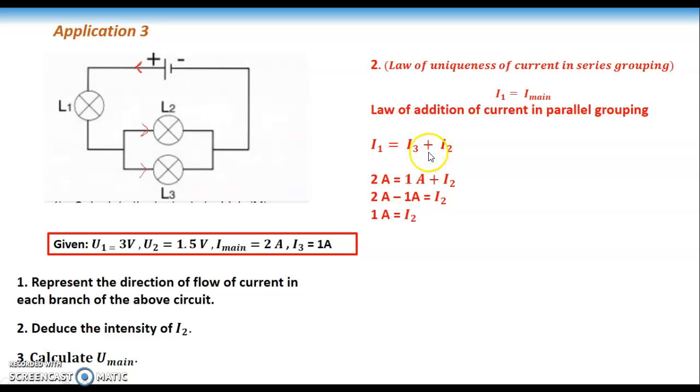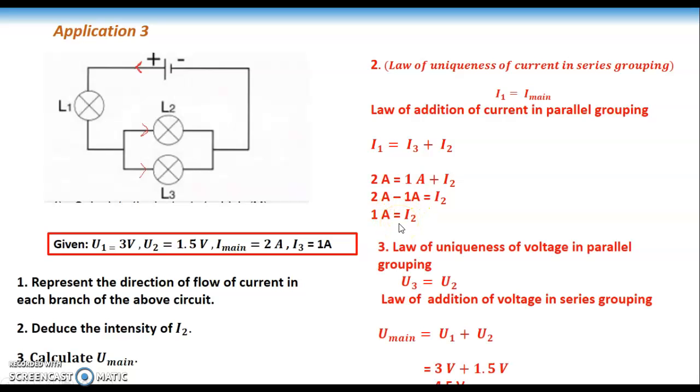Doing the substitution here, we already proved that I1 equals I main. This means it's equal to 2 ampere. So 2 ampere is equal to 1 ampere plus I2. 1 ampere, move it to the other side, it becomes minus, we have to change its sign. 2 ampere minus 1 ampere is 1 ampere. So I2 is equal to 1 ampere.